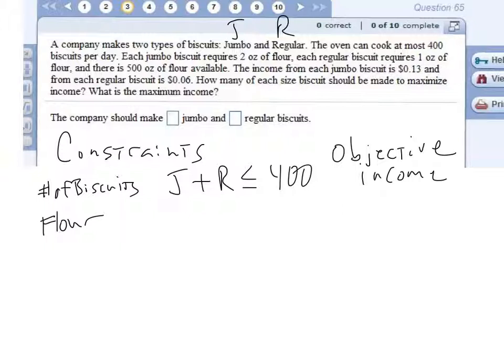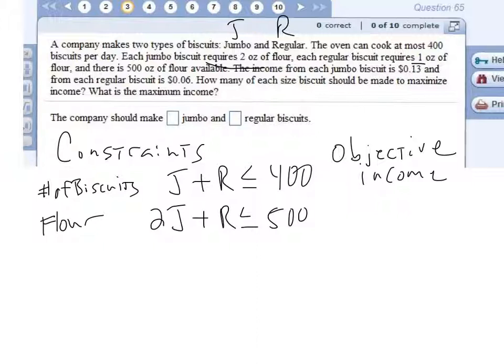And then for every jumbo biscuit, a jumbo biscuit requires 2 ounces of flour. So 2 times every jumbo biscuit plus 1 times every regular biscuit has to be less than or equal to 500 ounces of flour to use. So those are the two constraints they've outlined for me here.